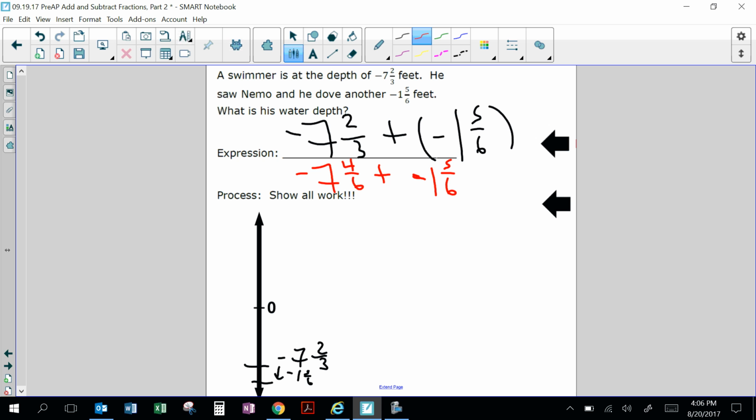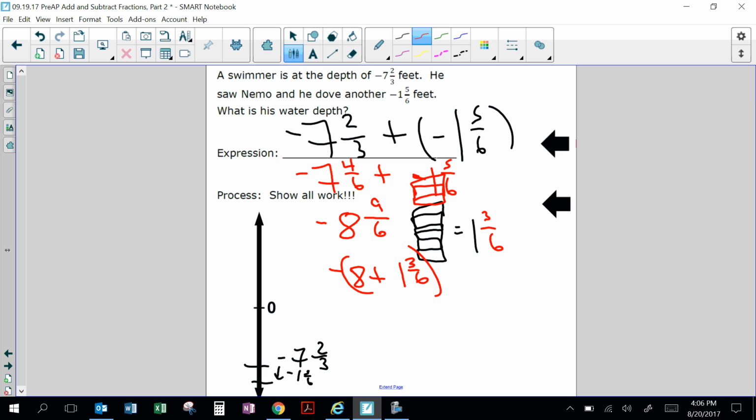So what do you do when you have a negative plus a negative? We add them up together. So -7 plus -1 is -8. 4/6 plus 5/6 is 9/6. But, oh, this is improper. So I'm going to draw this. We have a 6. This is one whole. But then if you draw 7, 8, 9, that's 3 extra. That'll be 1 and 3/6. So it's -8 plus 1 and 3/6. So it'll be -9 and 3/6.